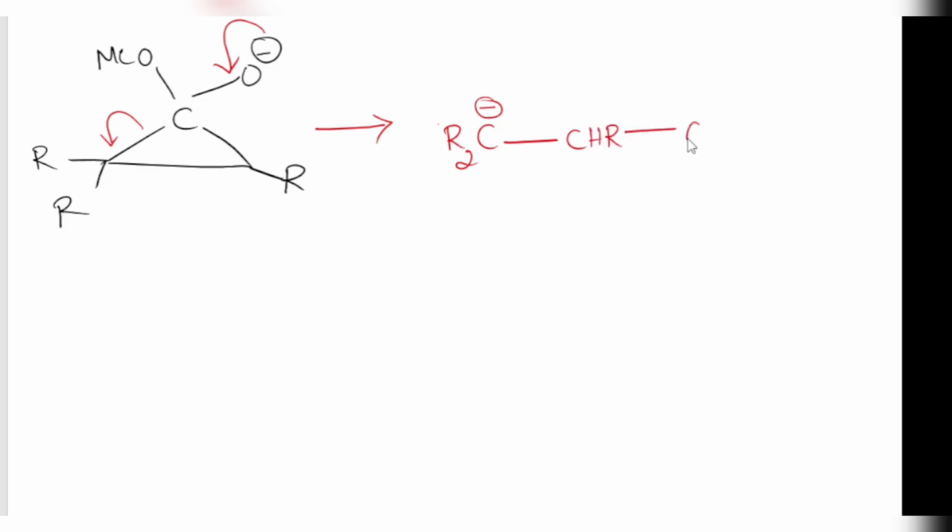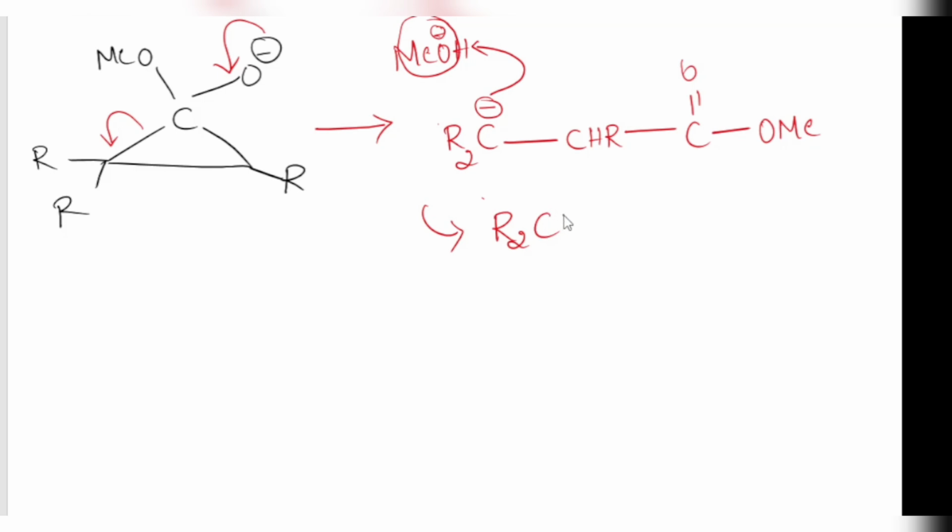Then again I have to write like this, here OMe is there. Then what will happen? In the media we have methanol, which is also acidic in nature. This negative charge will abstract the proton, and finally the methoxide group will leave. Then for the final product, we just have to add a proton over this particular carbon.